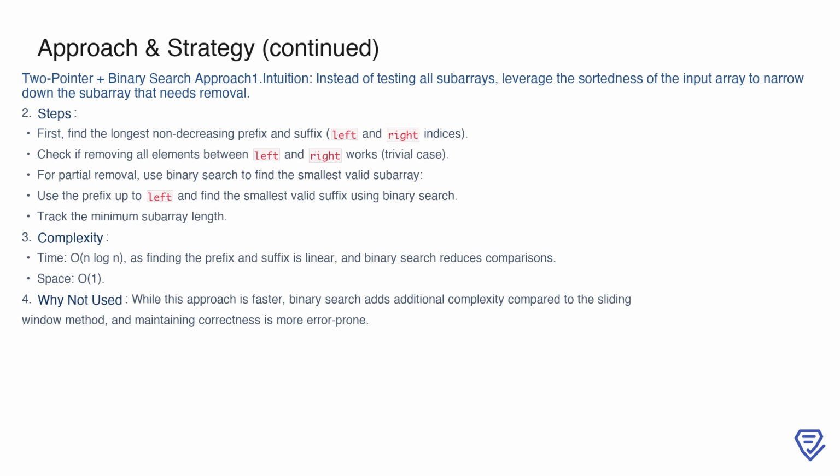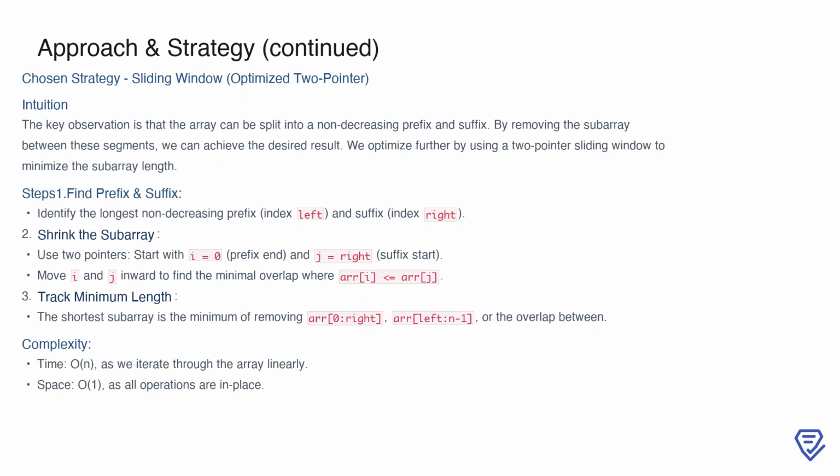The chosen strategy for solving this problem is an optimized sliding window technique, which builds on the two-pointer approach. The key insight is that the array can be divided into a non-decreasing prefix and suffix. By removing the subarray between these two segments, we can achieve the desired result. To minimize the length of the subarray removed, we employ a sliding window with two pointers.